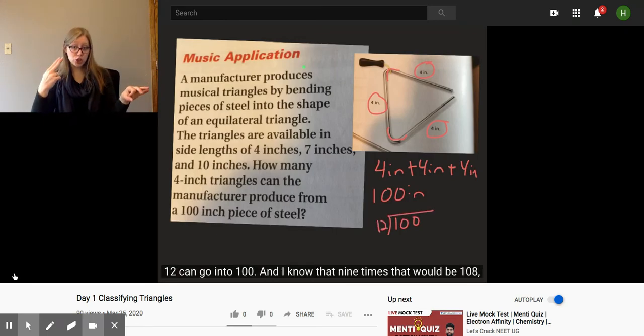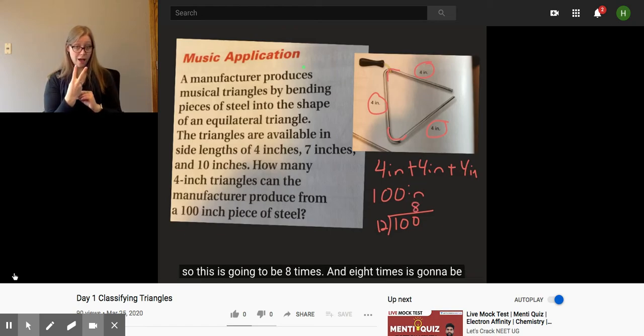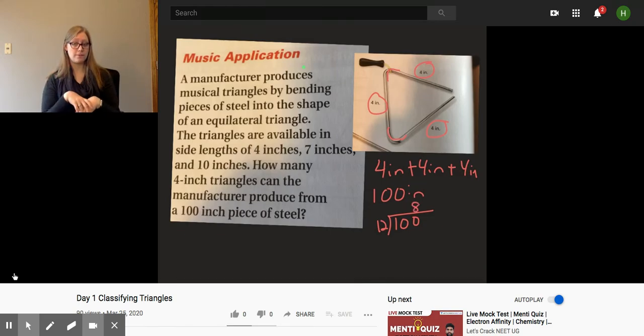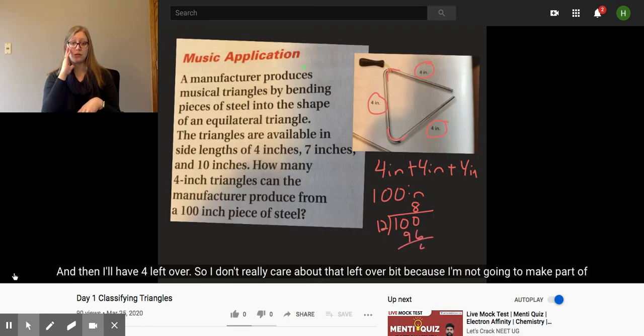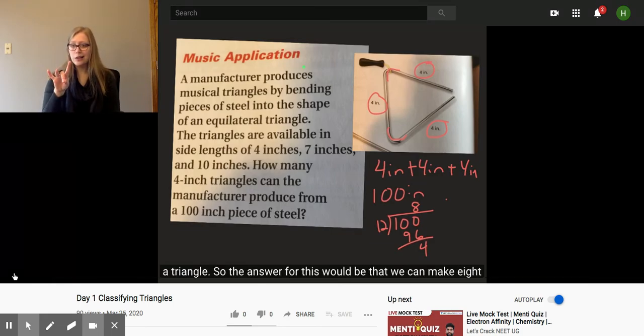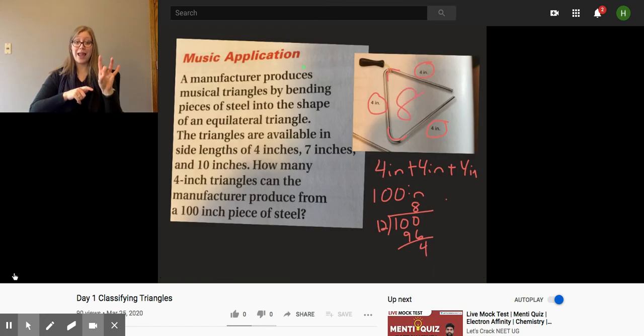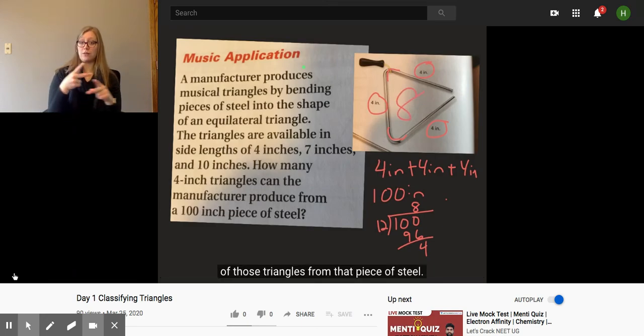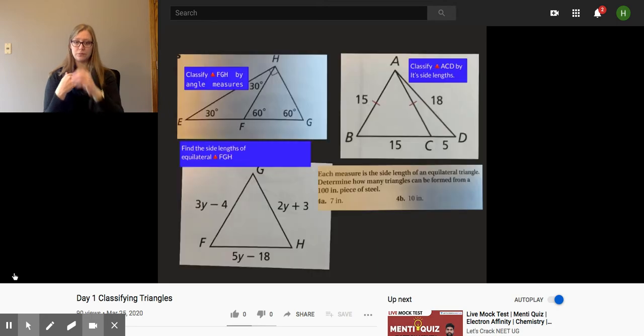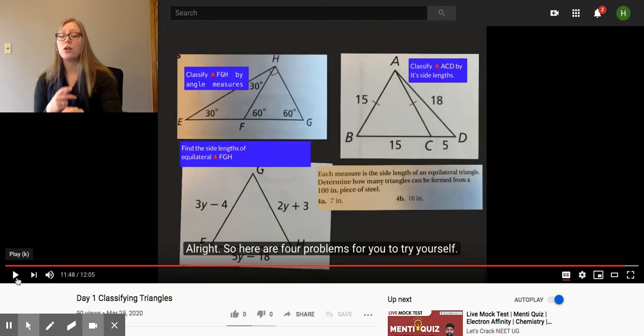So what I need to do is figure out how many times 12 can go into 100. And I know that 9 times that would be 108, so this is going to be 8 times. And 8 times is going to be 96. And then I'll have 4 left over. So I don't really care about that leftover bit because I'm not going to make part of a triangle. So the answer for this would be that we can make 8 of those triangles from that piece of steel.